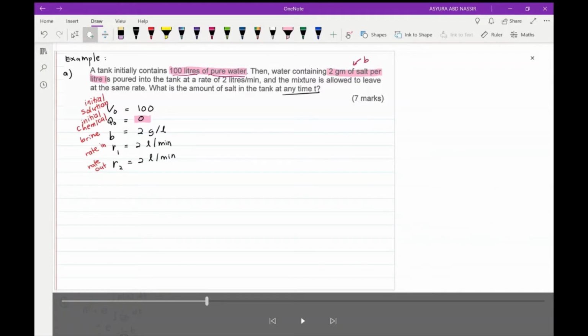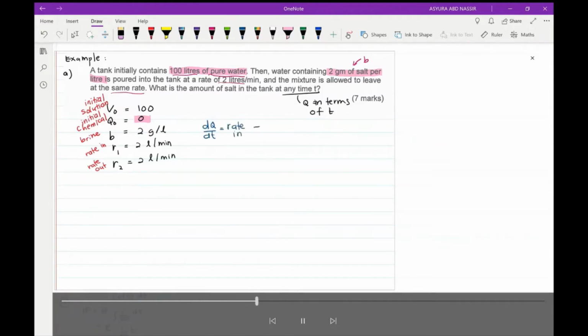So your B is 2 grams of salt per liter, and your rate in is 2 liters per minute, and your rate out is at the same rate. So the question is, what is the amount of salt in the tank at any time t? So it means that you want to find your Q in terms of t.